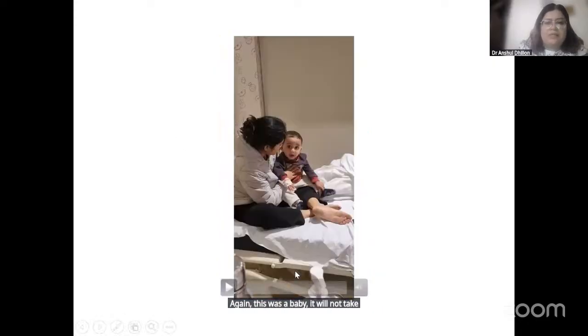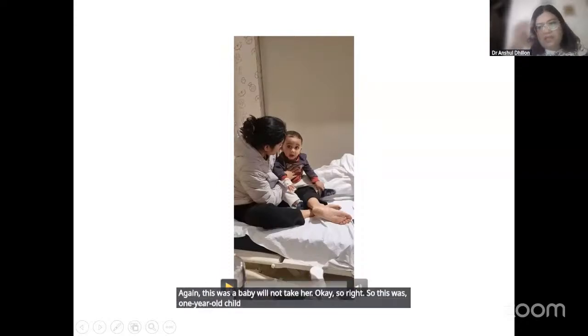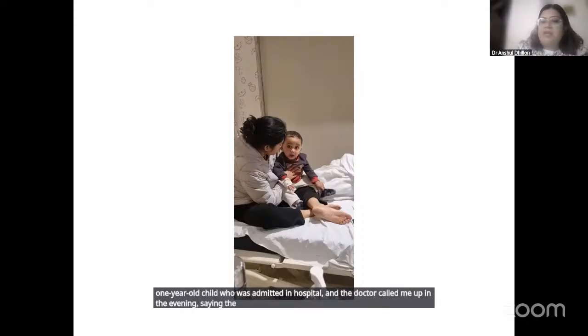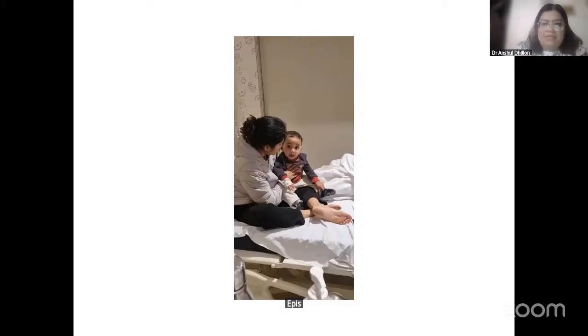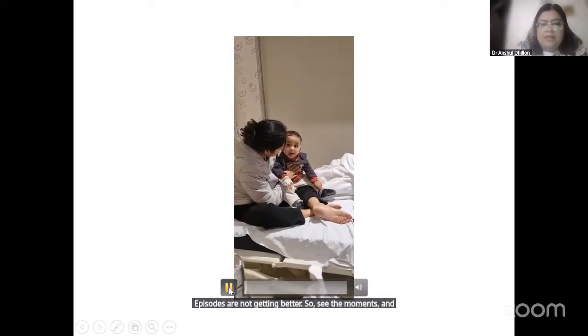So this was a 1-year-old child who was admitted in hospital, and the doctor called me up in the evening saying, "Doctor, we've got this child admitted, and there are some abnormal movements. We have loaded with Levetiracetam, but the episodes are not getting better." So see the movements and appreciate what the movements are.